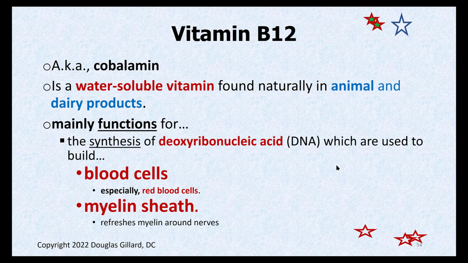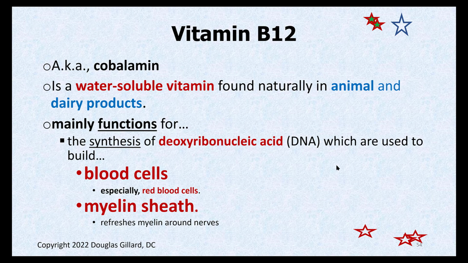It has many functions, but the two biggest ones, in my mind as a pathologist, are it is responsible for the synthesis of DNA, which is used for hematopoiesis, for building red blood cells and white blood cells, and all kinds of cells that are built need vitamin B12. Right? That's also needed to refresh the myelin sheath around nerves. So myelin synthesis is also dependent on vitamin B12.